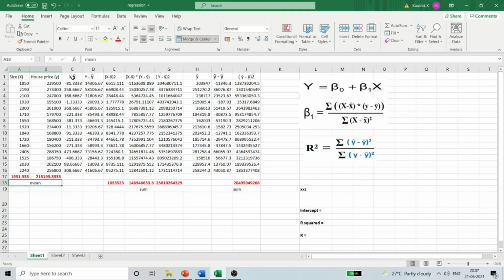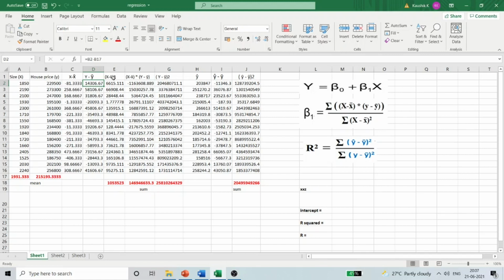Now I have to observe the differences. This is what we have done previously: X minus X bar. So these are the values I get, the X value minus the mean value. And similarly Y minus Y bar, the Y value minus its mean, and these are the values I get.